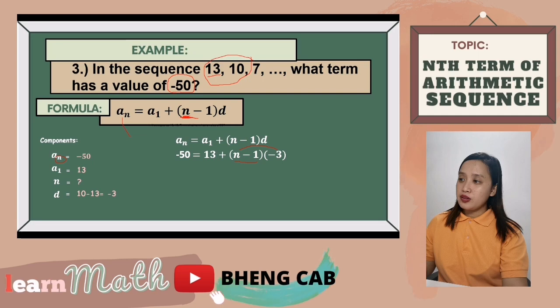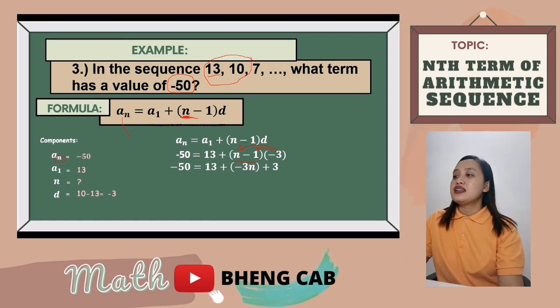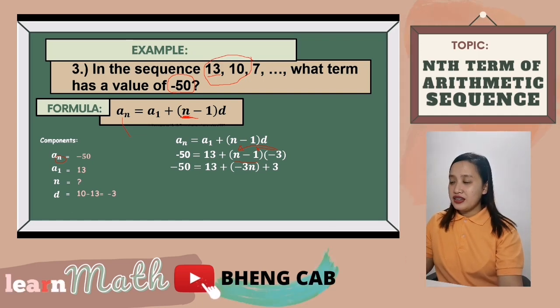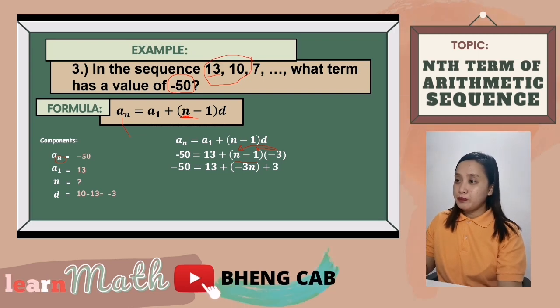So, ibig sabihin, i-multiply natin si negative 3 kay n, si negative 3 kay negative 1. We therefore have negative 50 equals 13 plus negative 3n. So, n times negative 3, negative 3n. Negative times negative, we have positive. 1 times 3 is 3. Kaya meron tayong positive 3 dito.